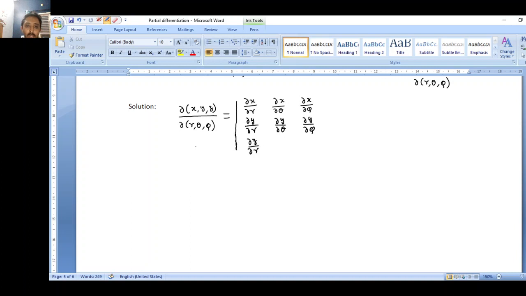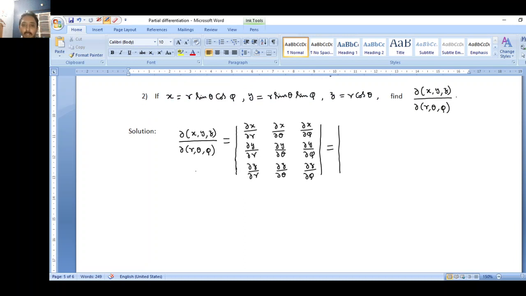Okay, so this is how we define the Jacobian as such. Now how do we evaluate this? Each term has to be computed. Dou x by dou r: x is defined as r sin theta cos phi. When differentiating with respect to r, both sin theta and cos phi remain as they are, and the differentiation of r is 1 because we are differentiating with respect to r itself. So this will be sin theta cos phi. This is dou x by dou r.